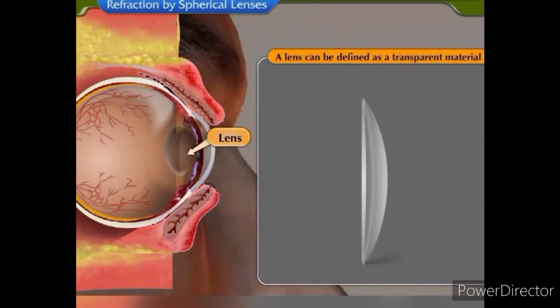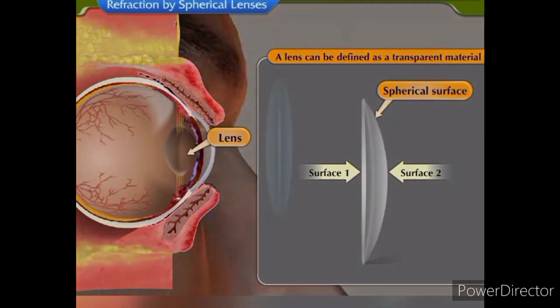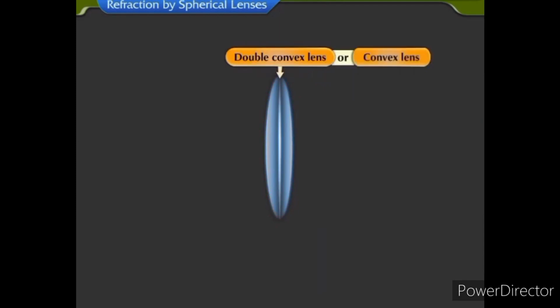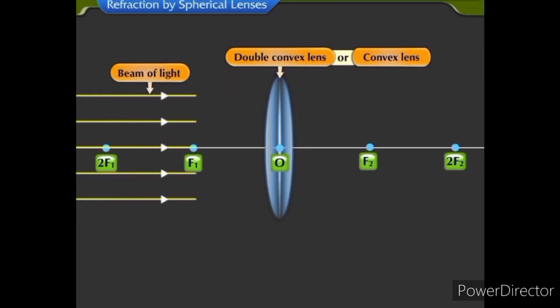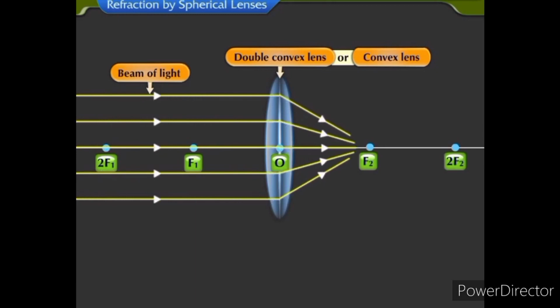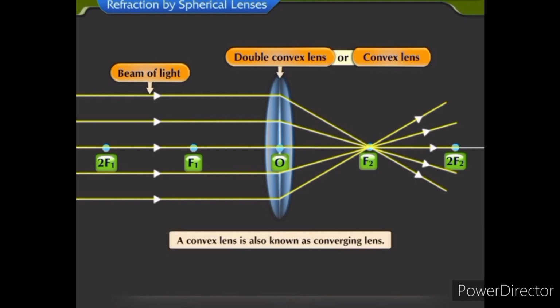A lens can be defined as a transparent material bound by two surfaces, out of which at least one surface is spherical. A lens can have two spherical surfaces bulging outwards. Such a lens is called a double convex lens or simply a convex lens. It is thicker at the middle than at the edges. A beam of light incident on the convex lens is converged. Hence it is also called as a converging lens.